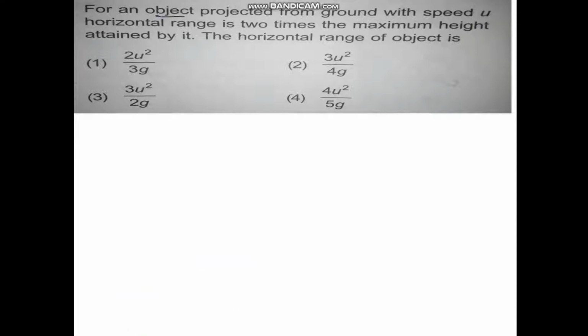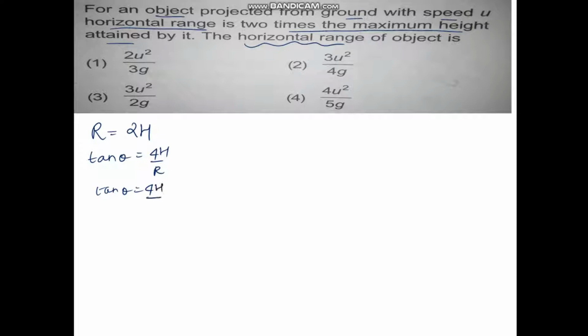For an object projected from the ground with speed u, the horizontal range is 2 times the maximum height reached. That is, the range is 2 times the maximum height reached. They are asking what is the horizontal range. I have set an equation in the previous video lecture that tan theta is equal to 4h by r. So tan theta is equal to 4h by, substituting 2h here, tan theta is equal to 2.